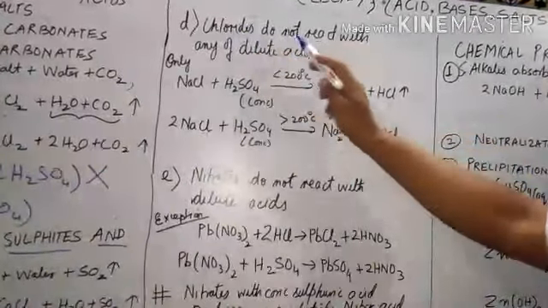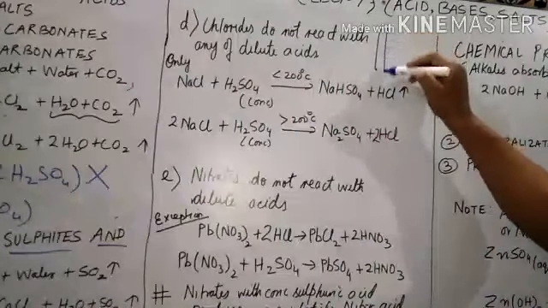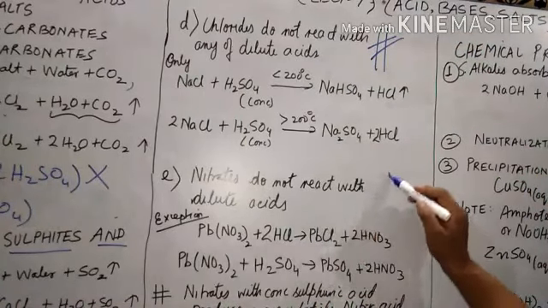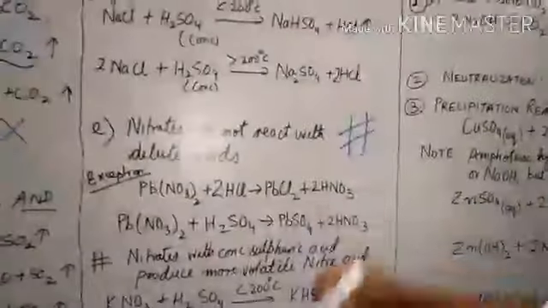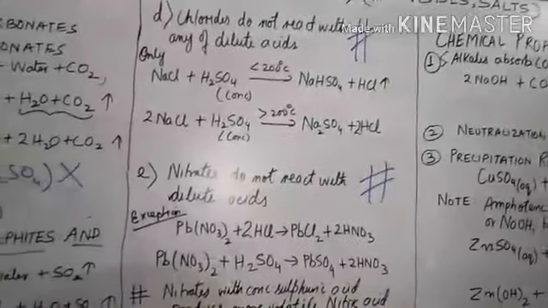Chlorides do not react with any of the dilute acids. Mark it, important. Nitrates do not react with dilute acids. Mark it, important. So one by one I will deal with it. So the first one is: chlorides do not react with any of the dilute acids.